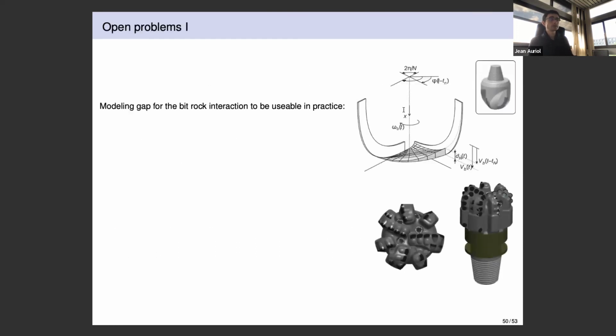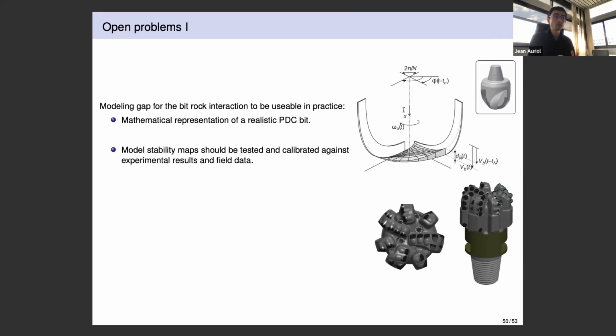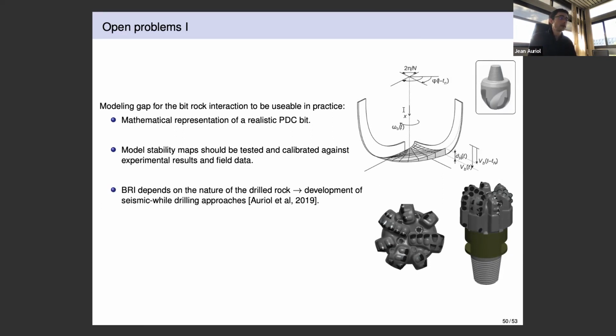There are some open problems. First, the bit-rock interaction from a control perspective is a nonlinear effect, so it might be really difficult to derive a control for that. So we need to simplify it in the model to have something which is usable in practice. We need a trade-off between the mathematical representation and the realistic bit-rock interaction. Some stability results we have for the control law must at some point be tested against field data.